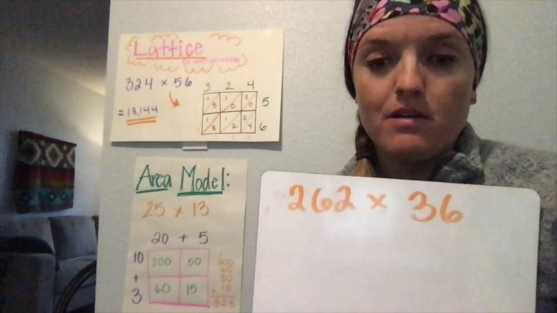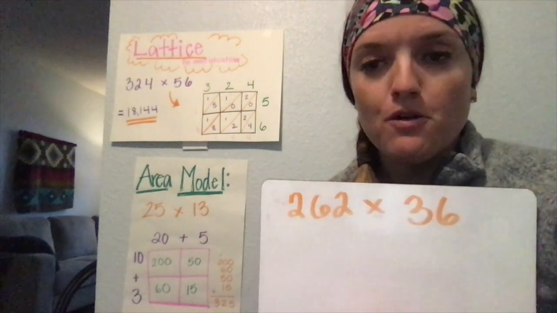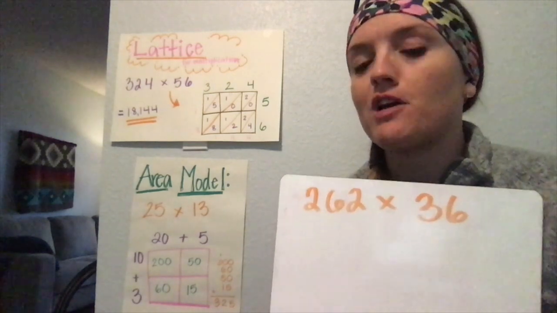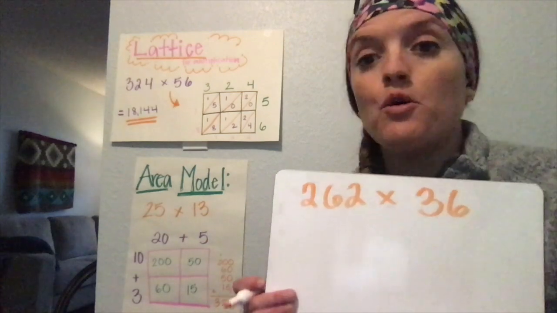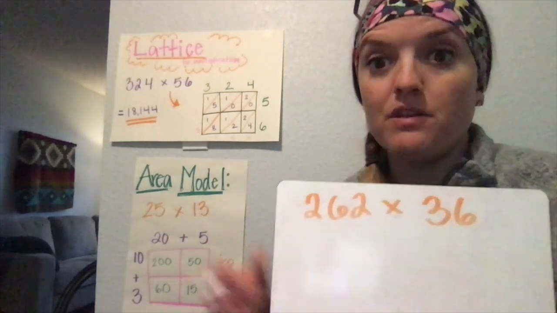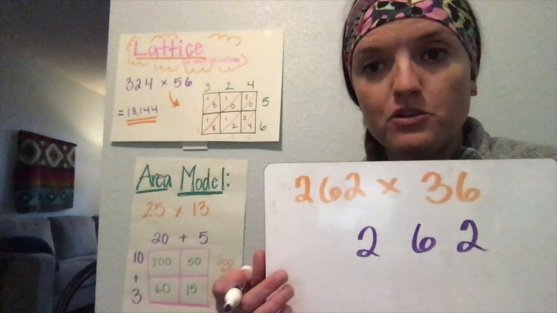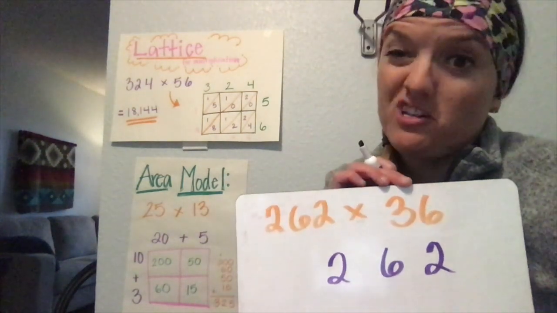The problem we are going to work on is 262 times 36. The first thing we're going to do is stretch out 262, but not the same way we did with area model. We are literally just going to space out the numbers 2, 6, and 2. Write them on our piece of paper or board just like this, and then we're going to look at 36 and just stretch it out into 3 and 6.